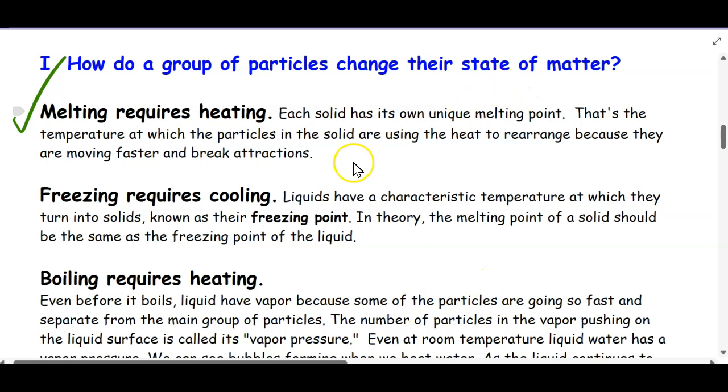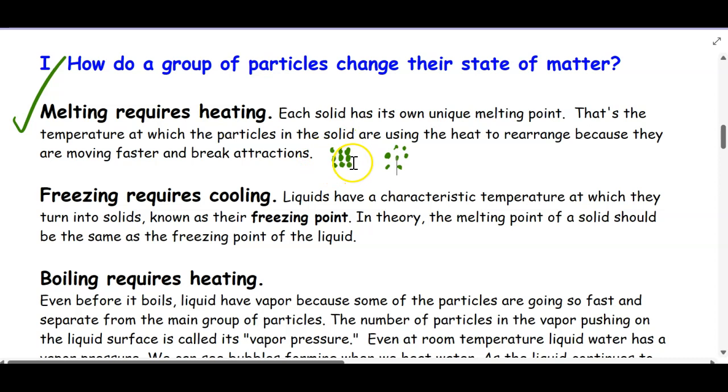So the melting point is the temperature at which the particles in the solid are using the heat to rearrange because they're moving faster and break attractions. So essentially they're going from this, all right, to this. They're still very close together, all right? But they are not in a uniform arrangement like they were in the solid state.